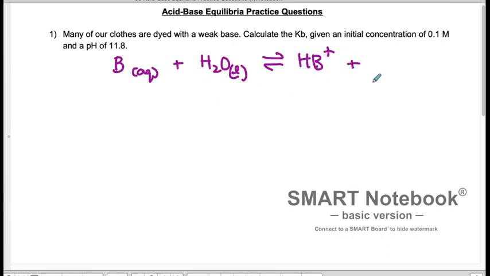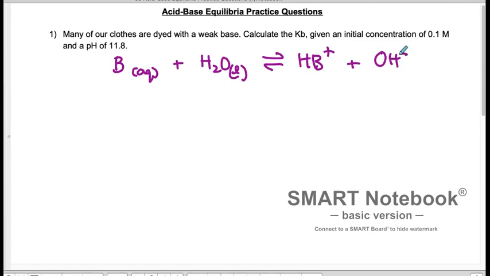Now, for this question, we're not given the identity of the weak base, but we can still use the general equation of a base reacting with water. Because we have the presence of a base, the water will by default act as the acid. The base will accept a proton from the water to form the conjugate acid to the base. And we, of course, form that hydroxide ion.